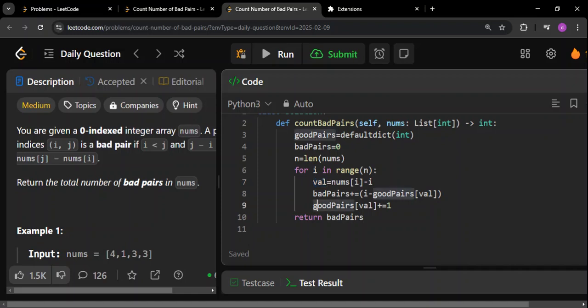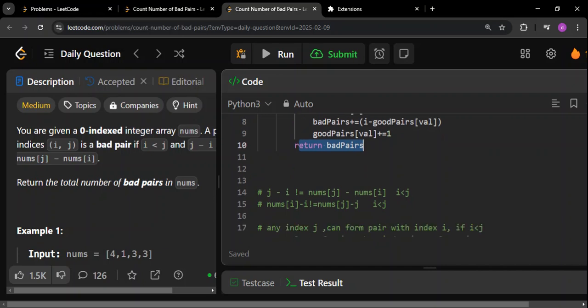Okay, that total number of good pairs will go to this particular value and increment its frequency by 1. Remember, till this stage we did not do that. Only after this particular calculation are we doing that. As simple as that, right? And finally we're getting the total number of bad pairs. So I will again show you what is being done.